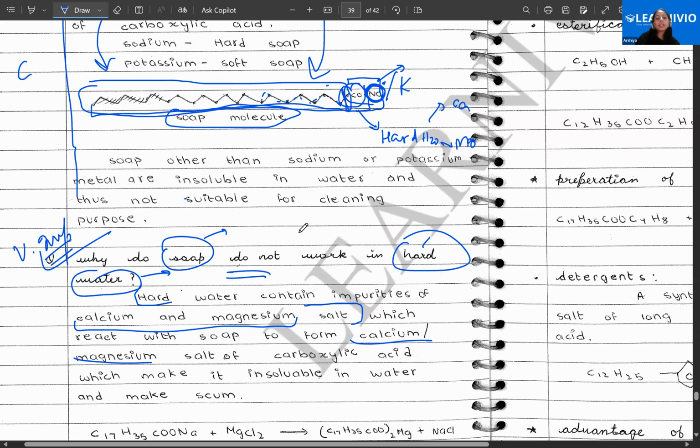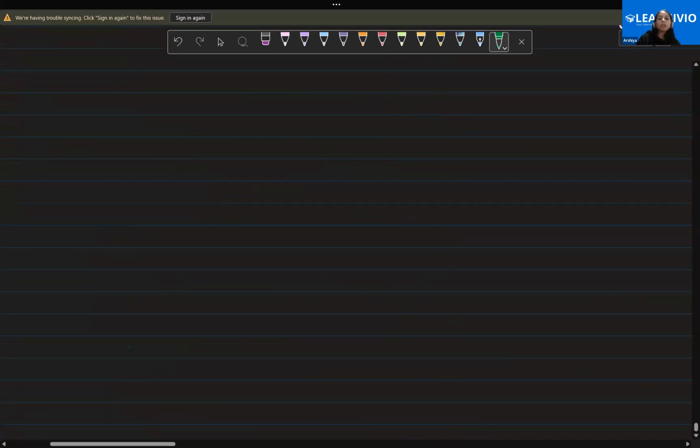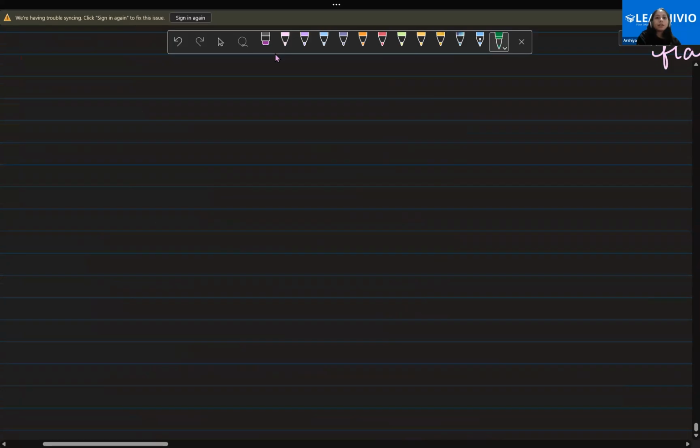So that's not what we want, right? If it's forming a new compound, that means the soap or detergent is not dissolving in the water. And that's why hard water is not used with soap or detergent. Getting a little confused? Okay, I'll explain again here.